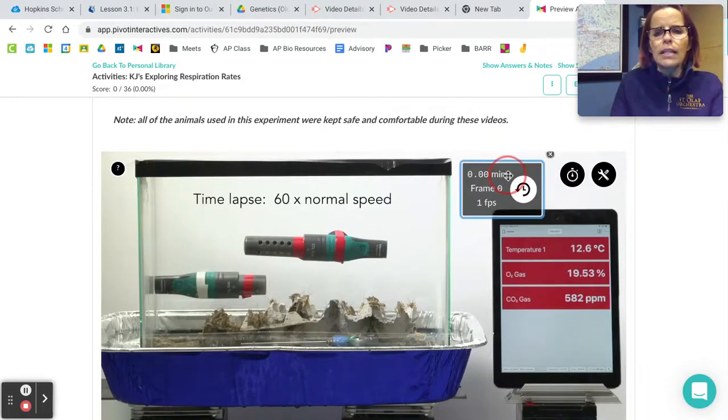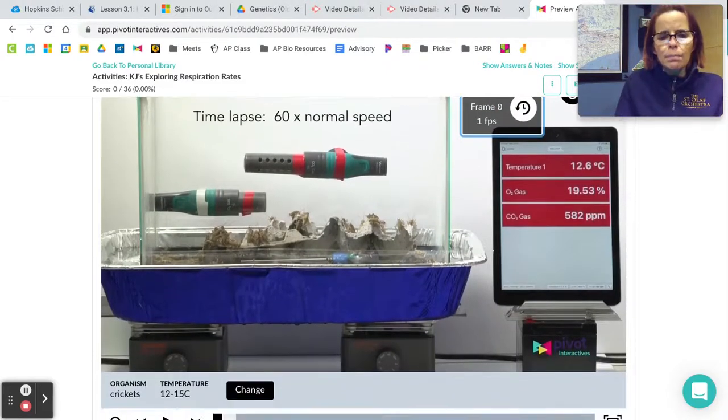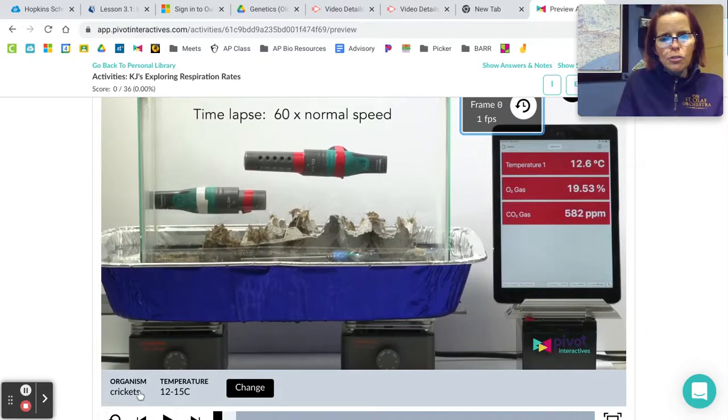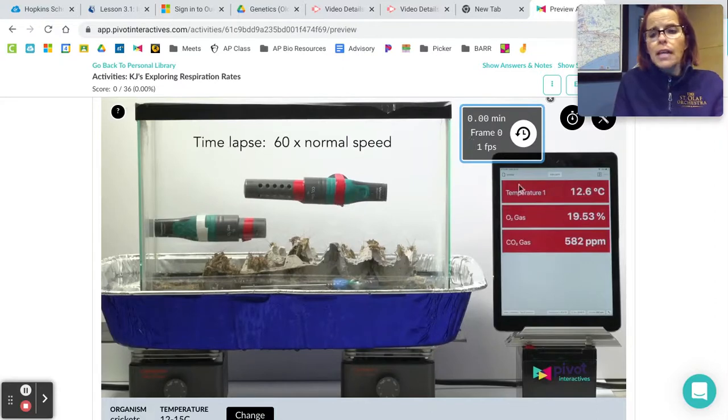I'm going to move it right here so it's out of our way. And I'm just going to leave it on the sample that says down at the bottom, crickets, temperatures 12 to 15 degrees. I want you to notice a few things. It'll time for us. The temperature is actually 12.6 degrees Celsius. Oxygen gas is 19.53% of the total gas that's in the aquarium. And the carbon dioxide is being measured in parts per million. That's what ppm is. So it's 582.